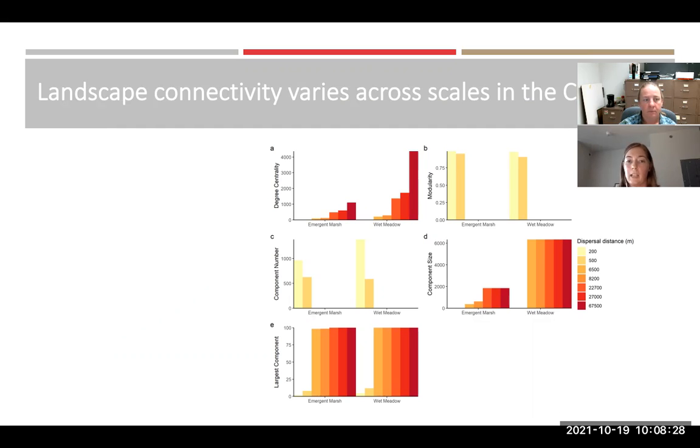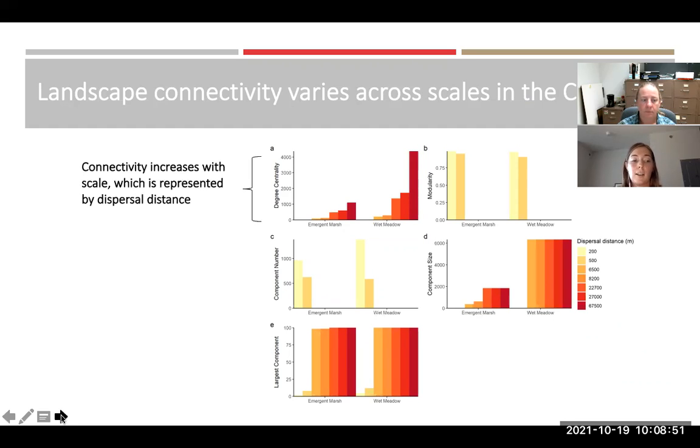To orient everyone, this is a summary figure. For each part, I'm showing results for both the emergent marsh and wet meadow networks. And those columns are colored by the dispersal distances that were representative for each group of species. I want to highlight a few different takeaways because there is a lot of information on this slide. The first is that there's a pretty clear pattern of connectivity of these land cover types increasing with scale.